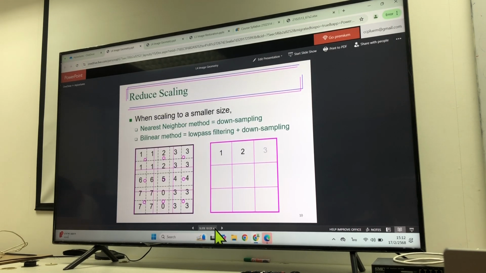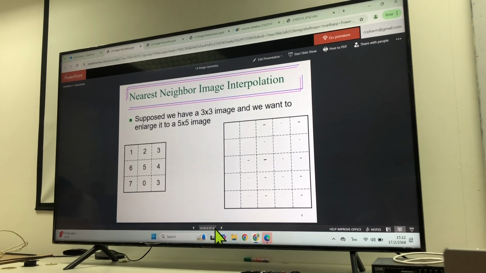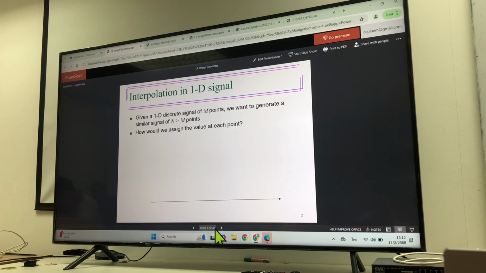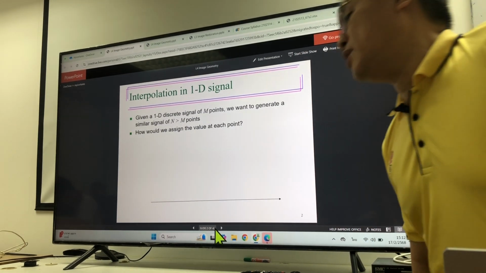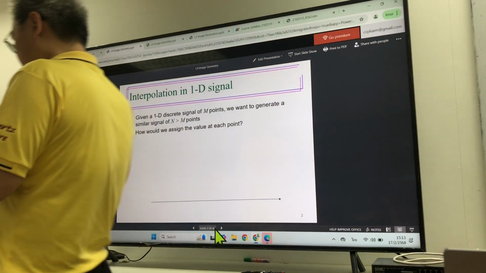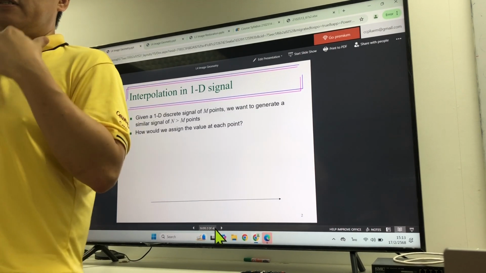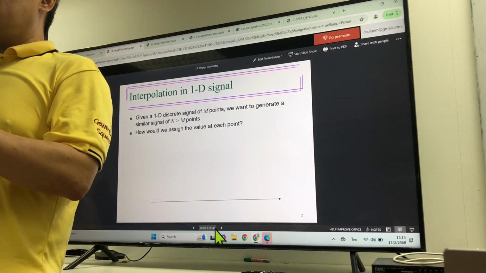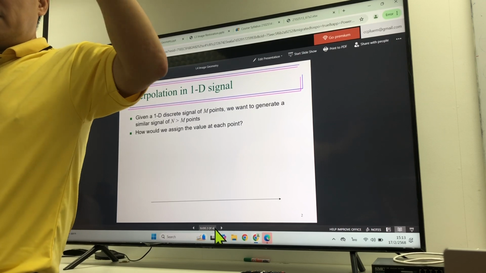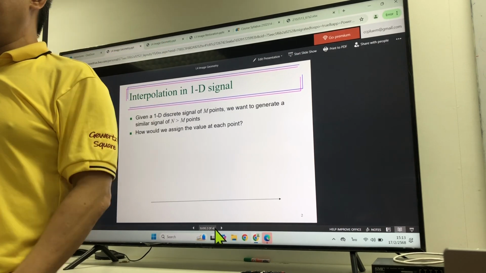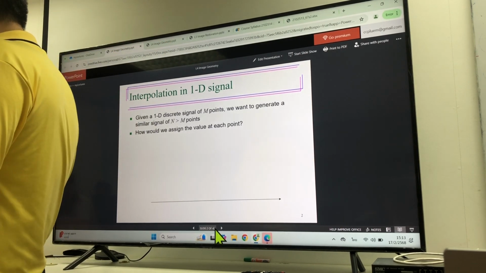Okay, this new chapter is called Image Geometry Transformation. So far we changed the intensity of the image. We changed the gray levels, right? But for this chapter, it's totally different. We changed the position of the pixels. We're gonna learn how to change the position of the pixel.